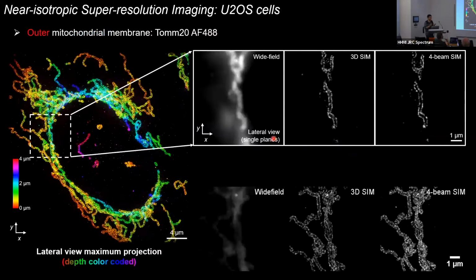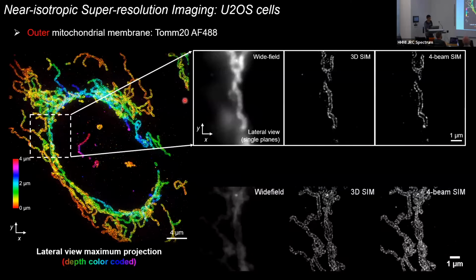So let's talk about U2OS cells, which are also quite commonly used in SIM imaging. Next, we examined these U2OS cells with a larger field of view. So this is a fixed U2OS cell immunolabeled with TOM20. Sorry, it's TOM20 antibody staining here. So it marks the outer mitochondrial membrane.